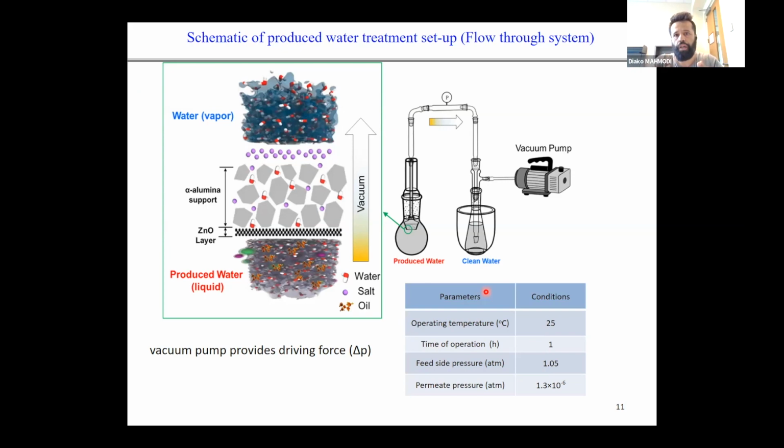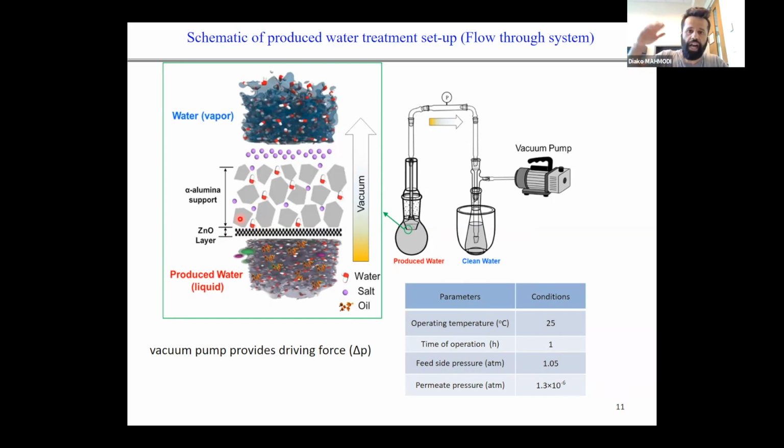Here's our setup. We call it a flow-through system, okay? The modified surface of the membrane touches the produced water, okay? Here, the zinc oxide layer. The pore size of this modified membrane is not small enough to reject salt.